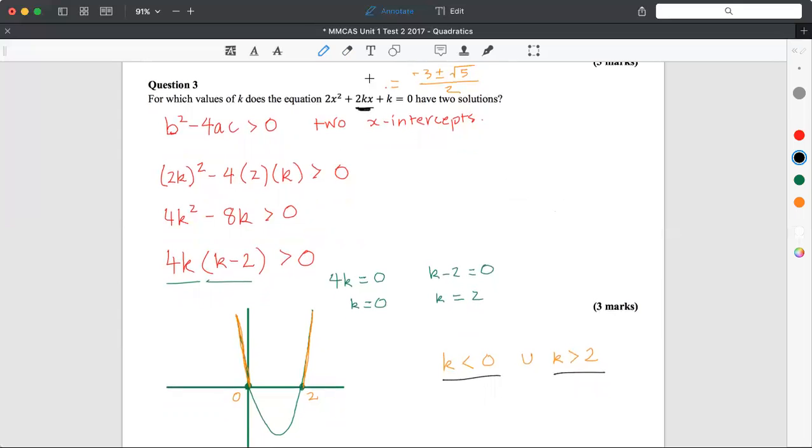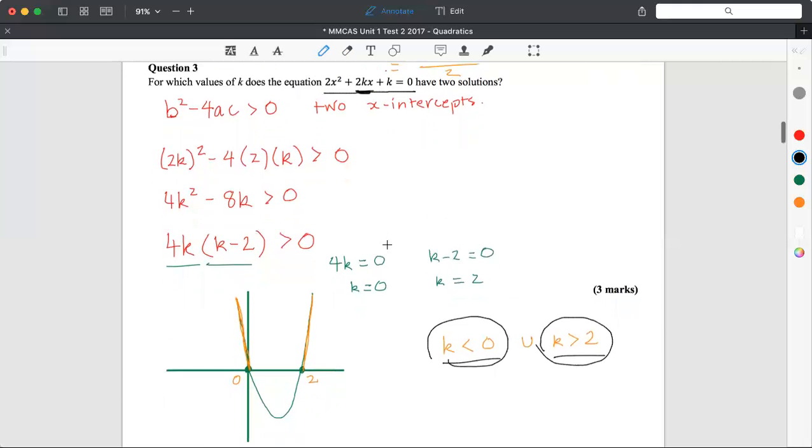We've said, all right, what are the values of k that, if I put a k here, and the same k here, are going to make that whole thing have 2 solutions? And what we're saying is, if k is less than 0 or if k is greater than 2, there's going to be 2 solutions to this quadratic. Okay, and remember, when we say solutions, we're talking about intercepts. So when k is less than 0 or greater than 2, there's going to be 2 x-intercepts for this equation.